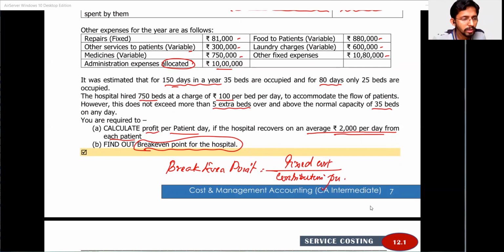And contribution per unit, you know what this is? It is sales revenue minus variable cost. So you have to compute the break-even point. For that, you have to segregate the cost into variable and fixed, and then you have to find out the contribution per unit also. Okay, so it seems to be a straightforward question. There is nothing complicated. So we will do that.